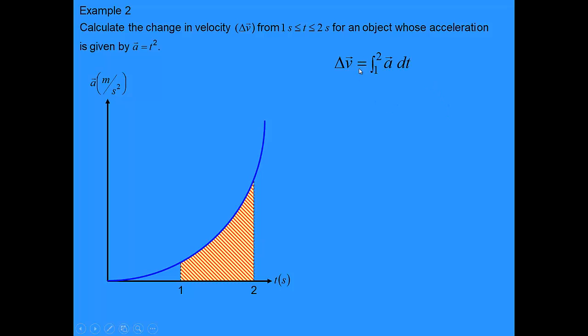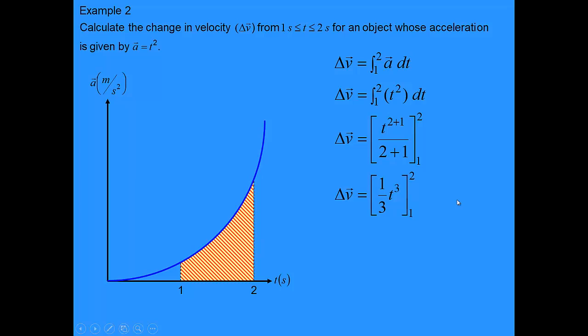We know that the change in the velocity is the integral of the acceleration with respect to time, and in this case, we want to evaluate that from 1 to 2 seconds. So we plug in the acceleration function, don't forget the dt, and now we do the integral. Well, the power rule says add 1 to the exponent, divide by the new exponent. See how I did that? Add 1 to the exponent, divide by the new exponent. And I get 1/3 t to the third, or t to the third over 3, either way, same thing.